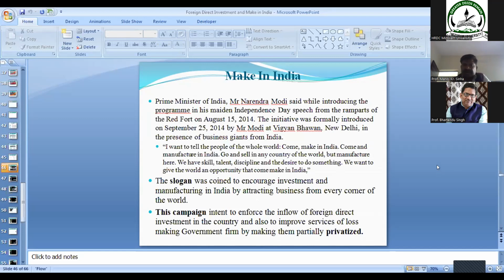loss-making government undertakings and offer them to foreign investors from every corner of the world. It is not only made in India, it is also made for the world. Come to India, set up your business, do the production activity, manufacture the products and export them from India. India is just like a launching pad or a platform for FDI.